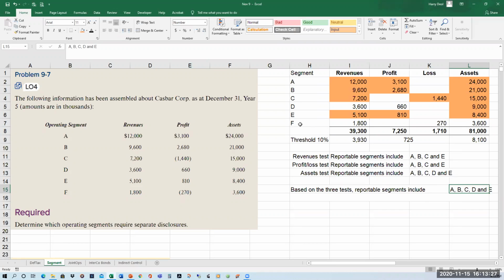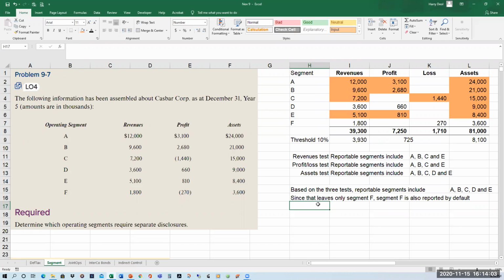What does that leave us with? It only leaves F. So because F is the only segment remaining, rather than calling it other, I think it makes sense that Casbar should report segment F's numbers as well, because they have to provide a reconciliation to the totals anyways. So if they are going to report separate information for segments A, B, C, D, and E, and they have to provide a total column for the company, they will end up reporting segment F as well.